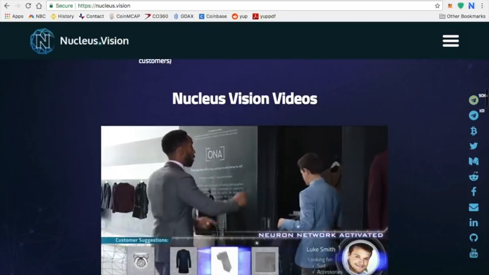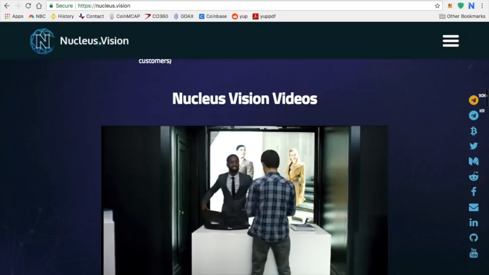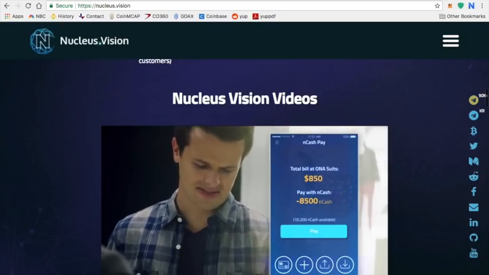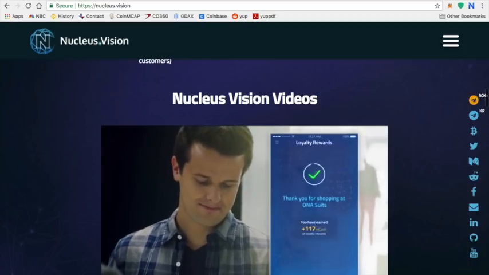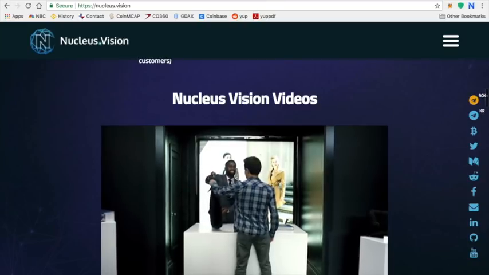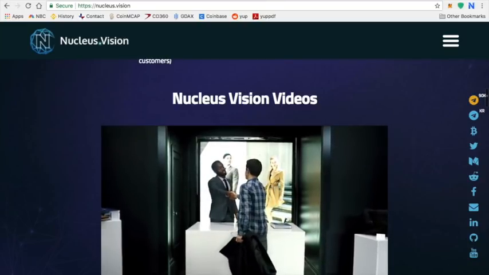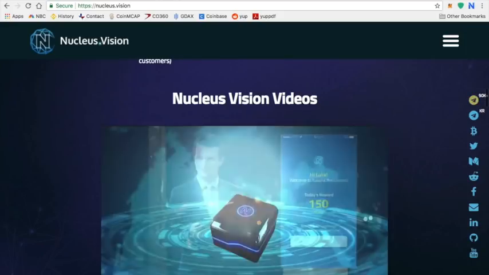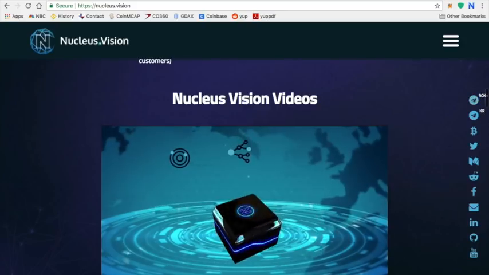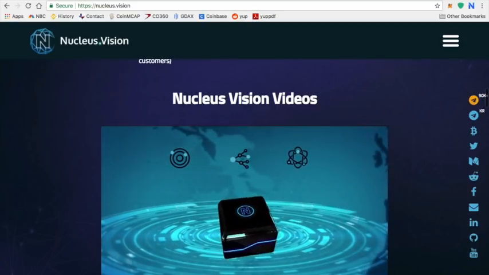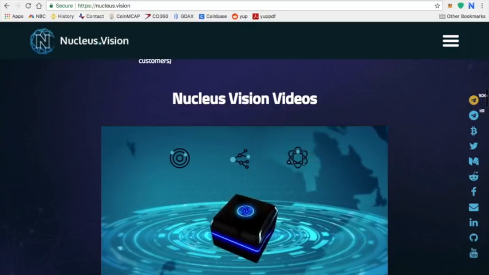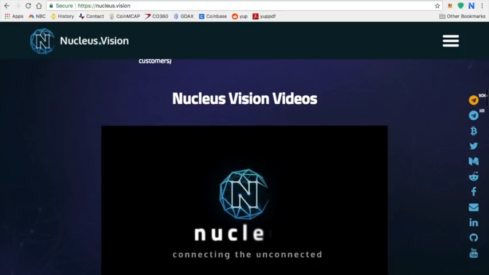And then finally, we have NCASH, the decentralized token of the Nucleus ecosystem, which is used for various transactions across Nucleus. NCASH serves two primary purposes. It's the backbone of the Nucleus blockchain rewards program, and it's a currency used to enable the transfer of data from one party to another. At its core, Nucleus is an IoT-enabled customer identification platform that uses blockchain to securely transfer customer data and uses the NCASH token to power its ecosystem. Nucleus, connecting the unconnected.